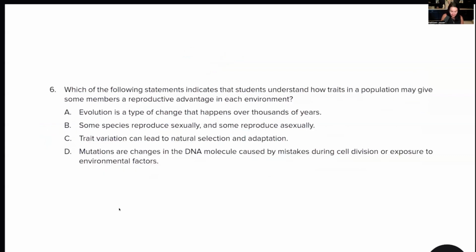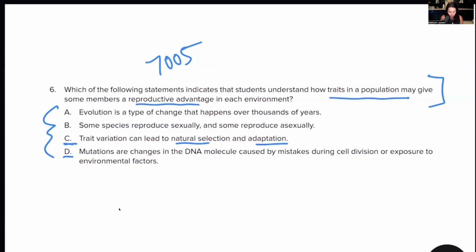And finally, let's have a look at science. This is from the 7005. This is an example of a life science question. So let's have a look at the answer choices. Evolution is a type of change that happens over thousands of years. Okay. Some species reproduce sexually and some reproduce asexually. True. C, trait variation can lead to natural selection and adaptation. Yes, that is true, but that's about heredity and things like that. D, mutations are changes in the DNA molecule caused by mistakes during cell division. Okay, this is a little bit about reproduction as well. So, all four could be it. Let's read the question. Which of the following statements indicate students understand how traits in populations may give some members a reproductive advantage?